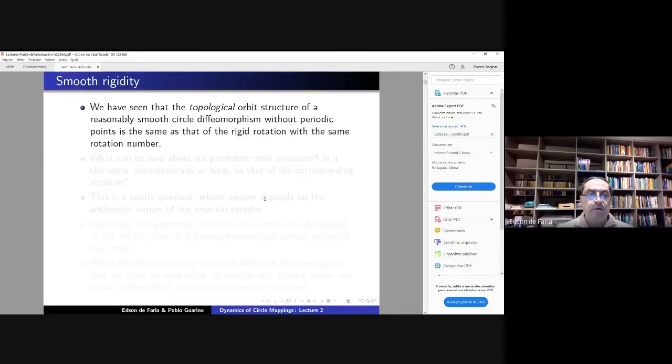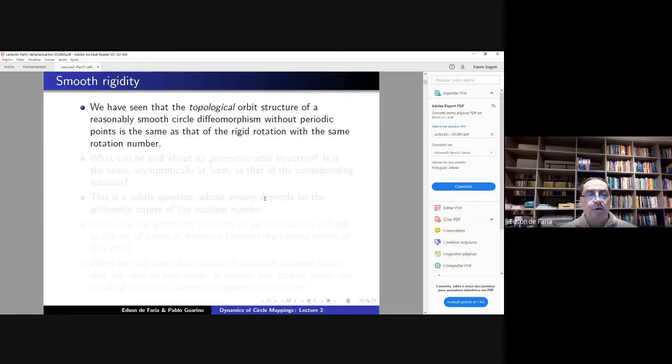The topic here is the smooth rigidity of diffeomorphisms of the circle, of smooth diffeomorphisms. The word smooth here I'm using a little bit vaguely. It will mean different things in different contexts. It might mean Ck for some positive integer k, or it might be C infinity or even real analytic.